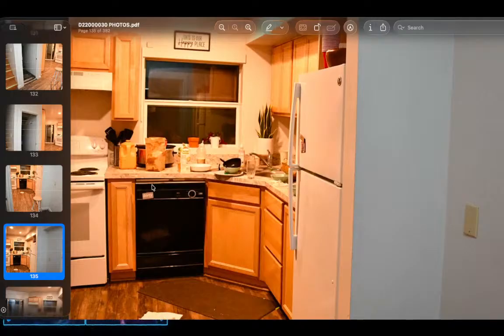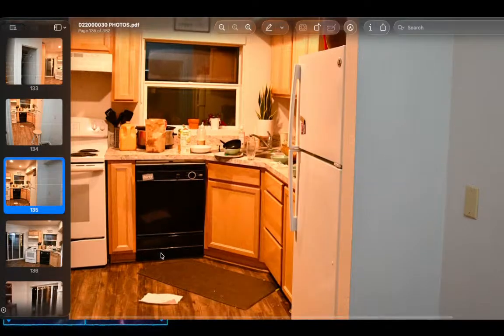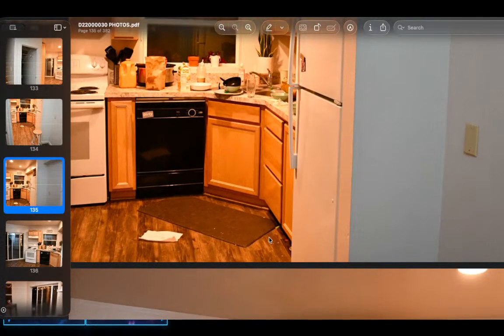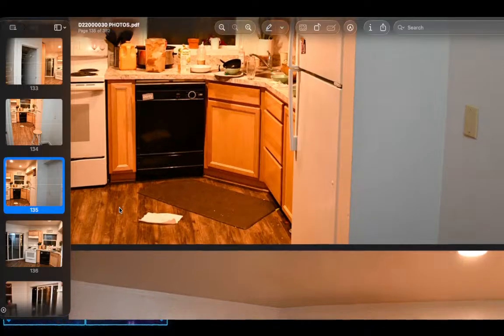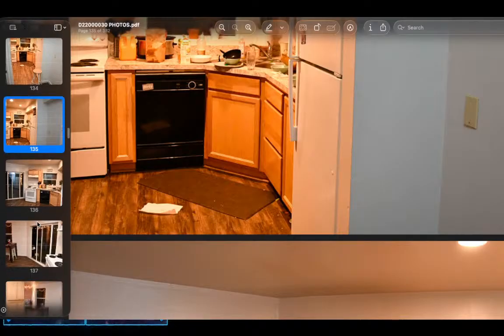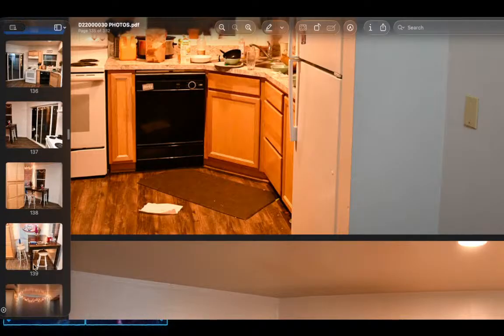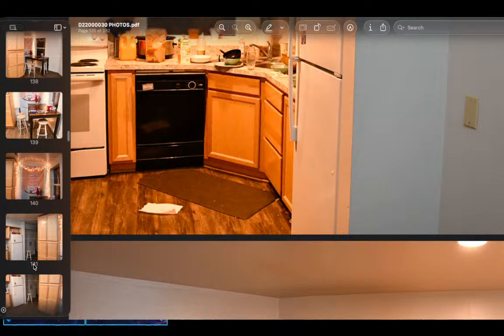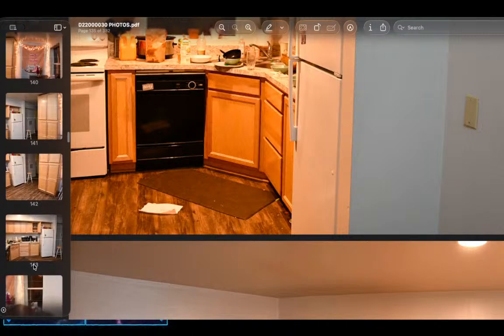The house is spotless everywhere, except for certain places like this. Yeah, there are little bits of trash here, but nope, nope, nope.